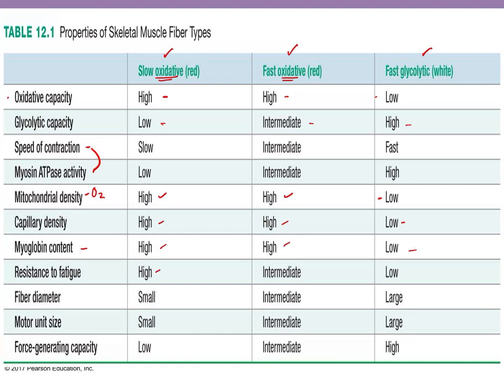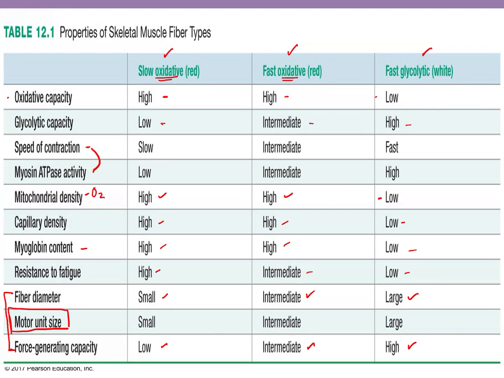Resistance to fatigue, now it's just high. The best fibers for endurance will be your slow oxidative, followed by your intermediate, then your fast glycolytic. Fiber diameter, same thing. Small diameter, small force. So take a look at these two. These two are related. If it has a small diameter, it has a low force generating capacity. Intermediate diameter, intermediate force. Large diameter, high force.